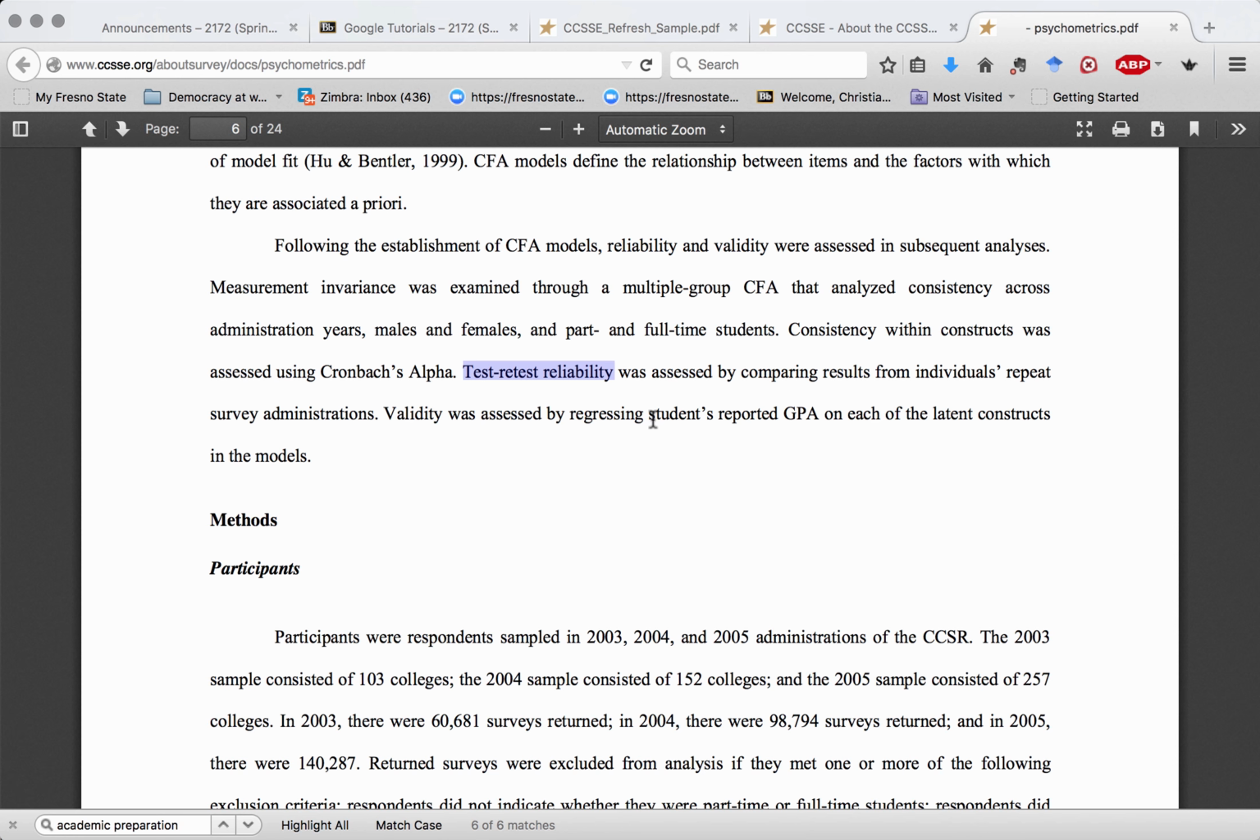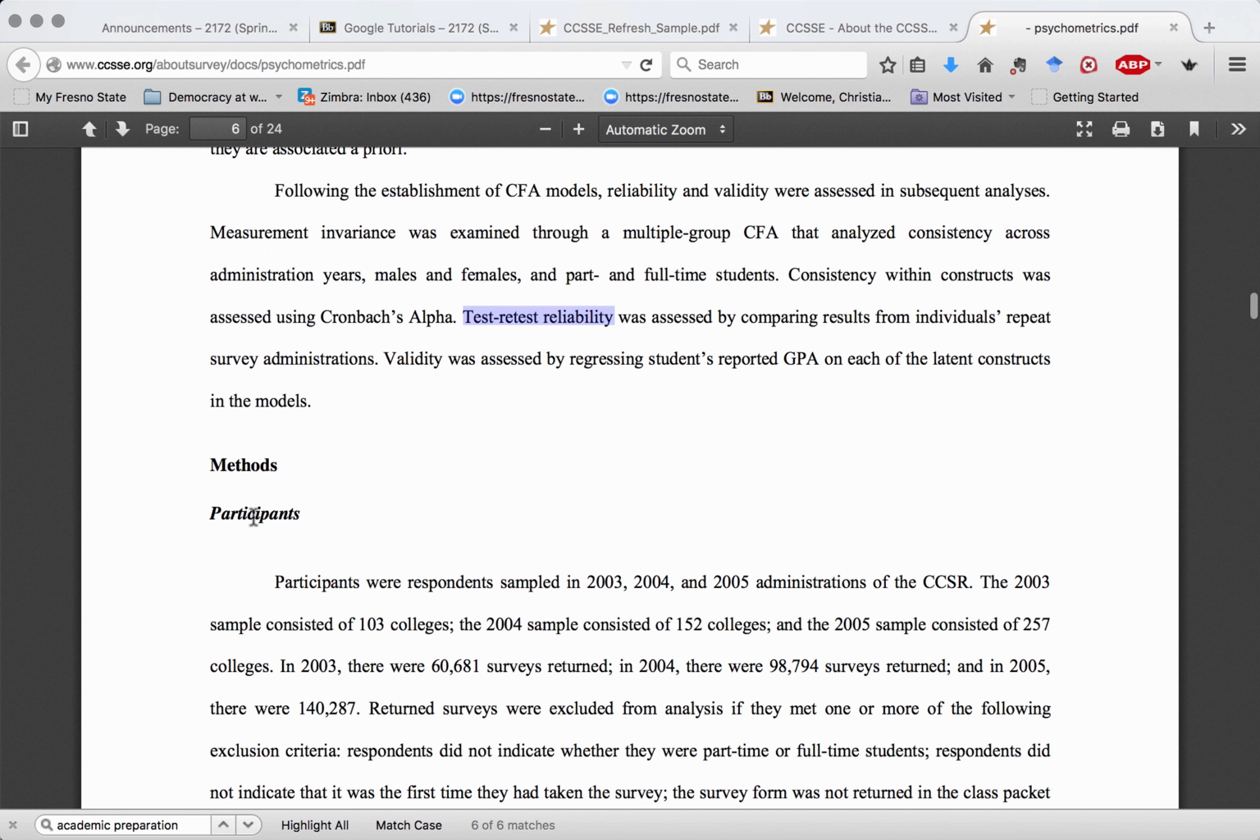Or maybe there's a scale that measures student laziness, and then what you would expect is that student effort should correlate negatively with student laziness. So this is just a further example of how construct validity can be established.